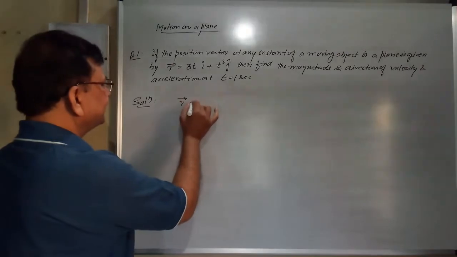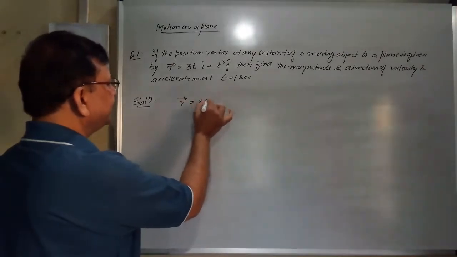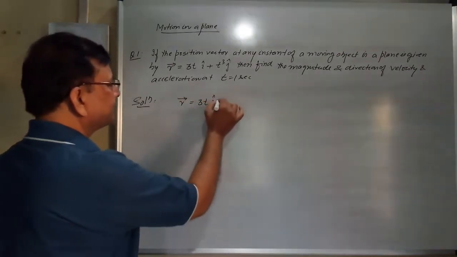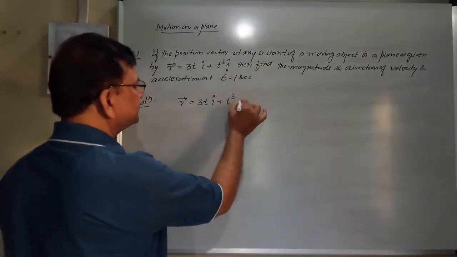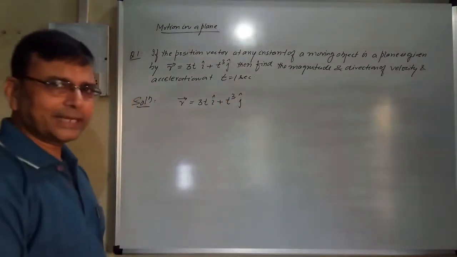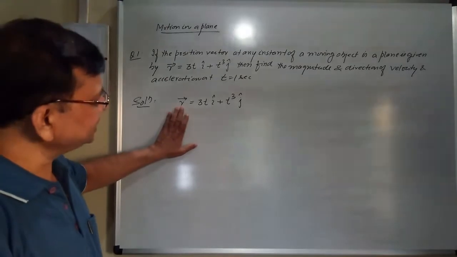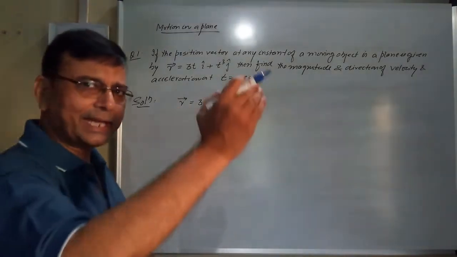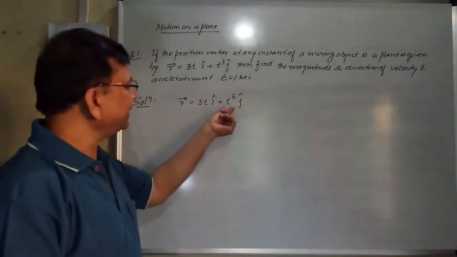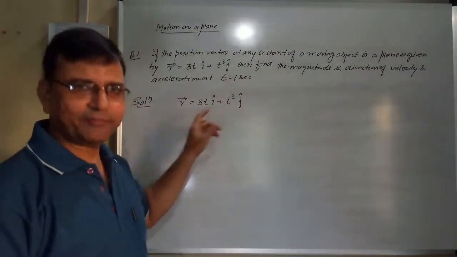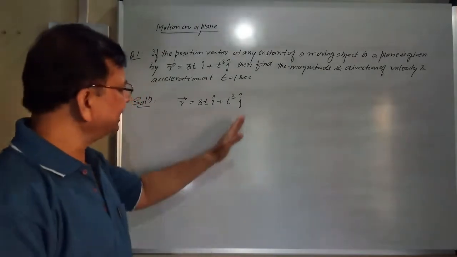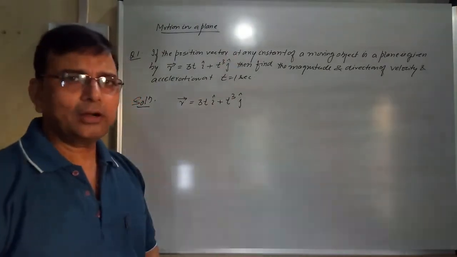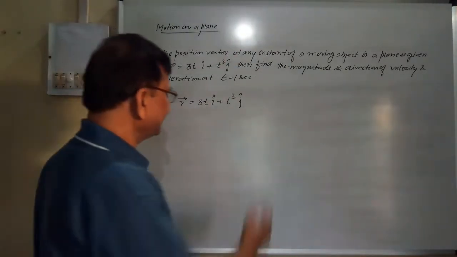Position vector is given, that is 3t i plus t cube j. What is the significance of this? It is the position vector. Its components along x-axis and y-axis are 3t and t cube. i is the unit vector along x-axis and j is the unit vector along y-axis. So it is something like this.